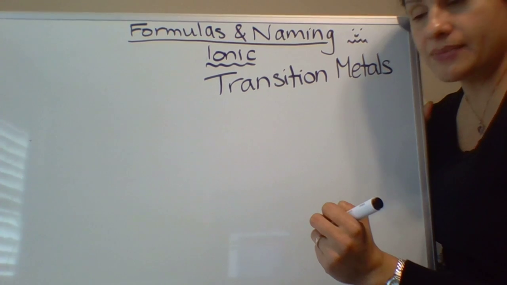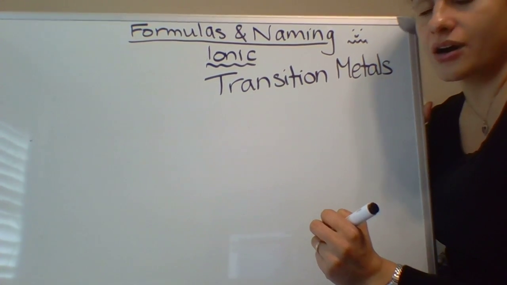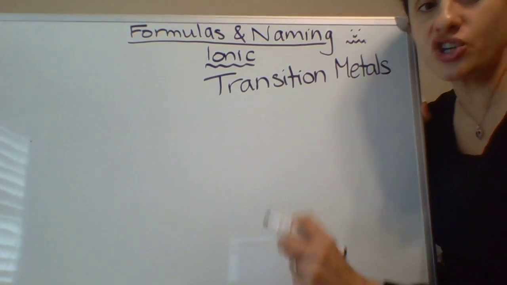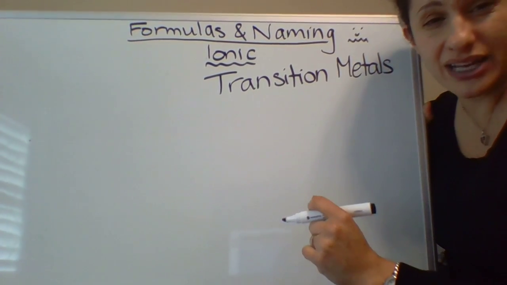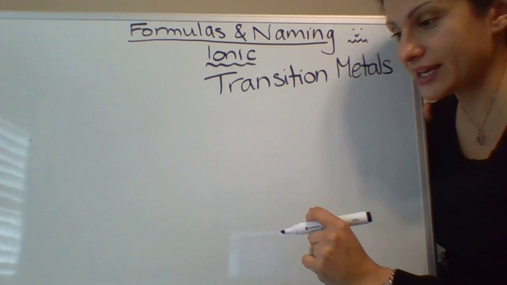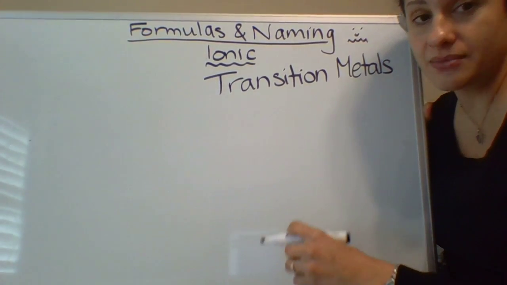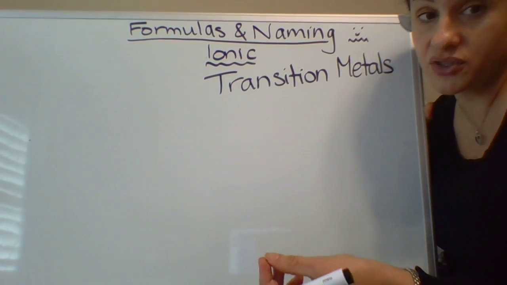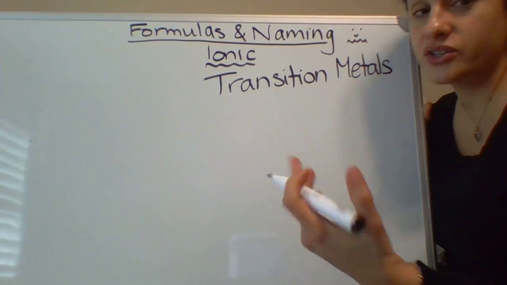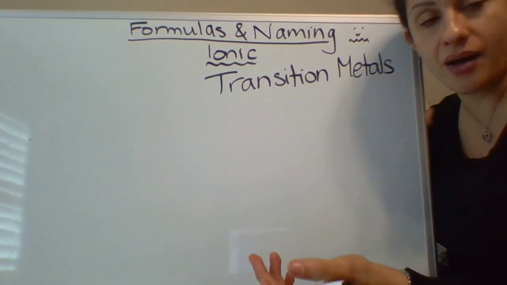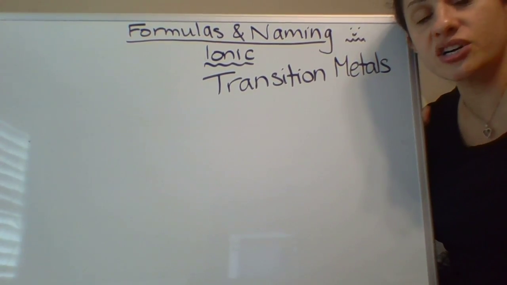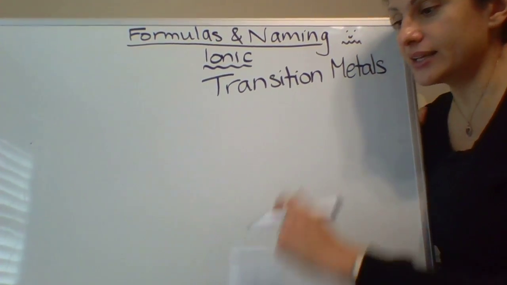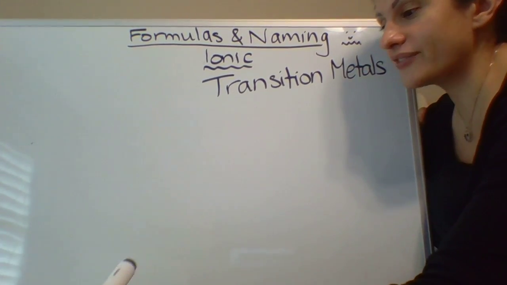So, transition metals. These are metals that can actually have more than one charge, just to make your life a little bit more difficult. Okay? They can actually have sometimes a +2 or a +3, sometimes a +2 or a +4. So, depending on the type of compound that it's in, determines what kind of charge it will have. In those cases, you have to be very careful.